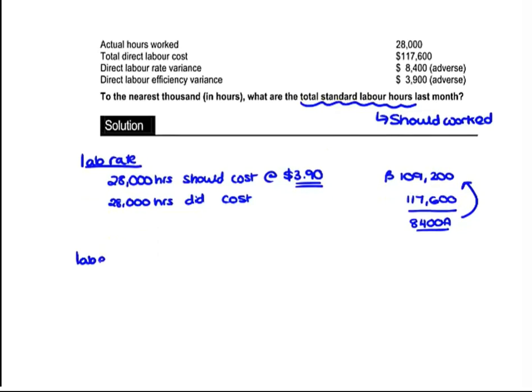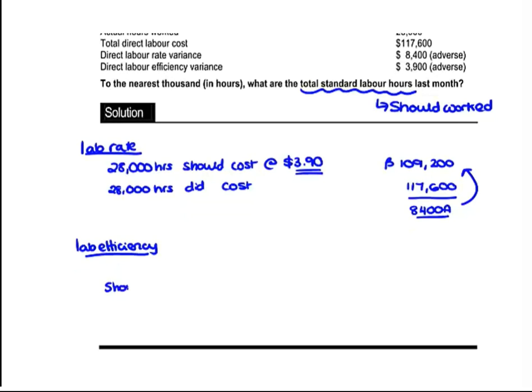So with the labour efficiency variance, we've got the should work for actual units, which is what we want to work out. We've got actual units did take, and we know that's 28,000 hours. And we know that the difference is valued at the standard cost per hour of $3.90.